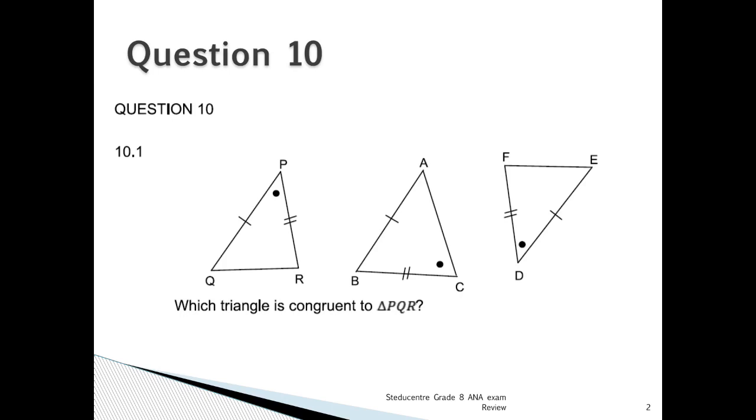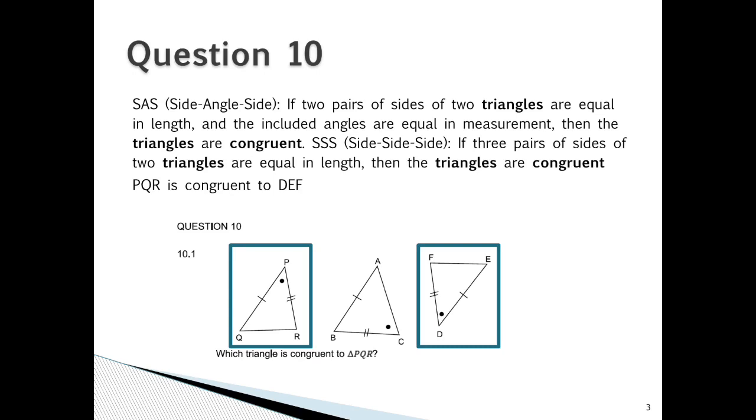Question 10.1. Which triangle is congruent to triangle PQR? Is it ABC or FDE? Side angle side, SAS: if two pairs of sides of two triangles are equal in length and the included angles are equal in measurement, then the triangles are congruent. Side, side, side: if three pairs of sides of two triangles are equal in length, then the triangles are congruent. PQR is congruent to DEF.